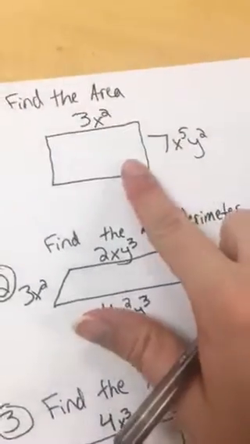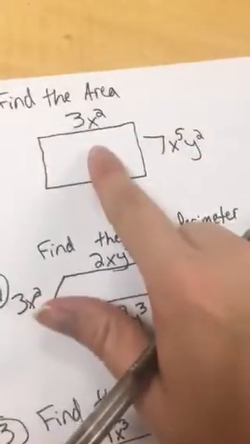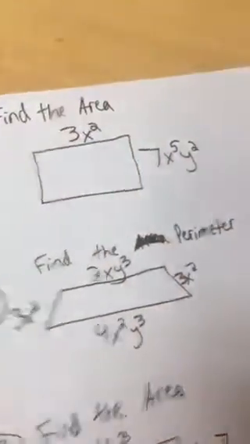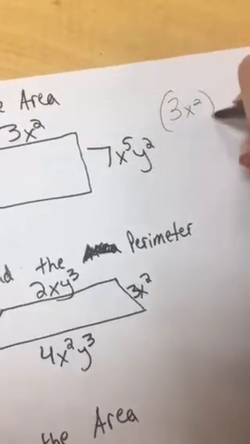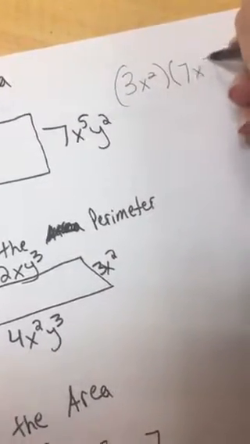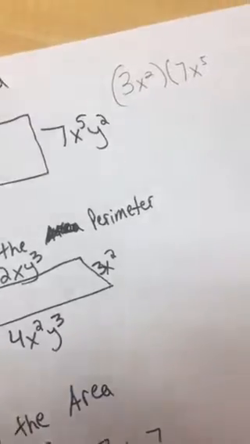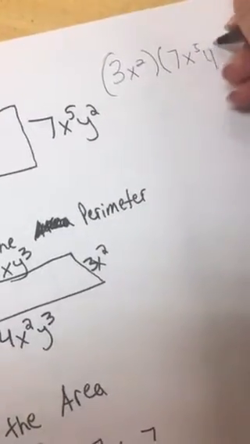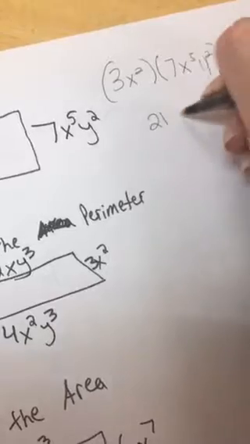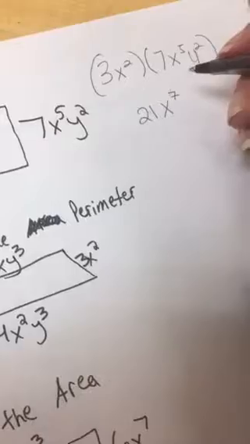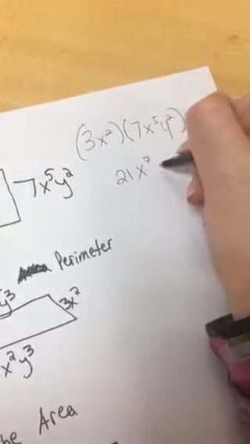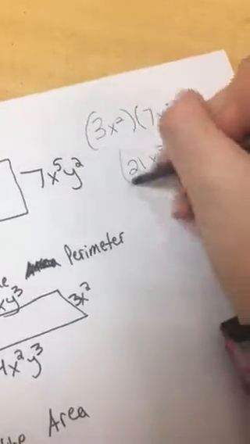Also for your ELT, we have a review finding area and perimeter. So remember, with area, we multiply. So to find the area of the rectangle, I would multiply this times this. So I'm going to set up my problem. 3x to the 2nd times 7x to the 5th y to the 2nd. And I get 21x to the 7th y to the 2nd, and that's the area.